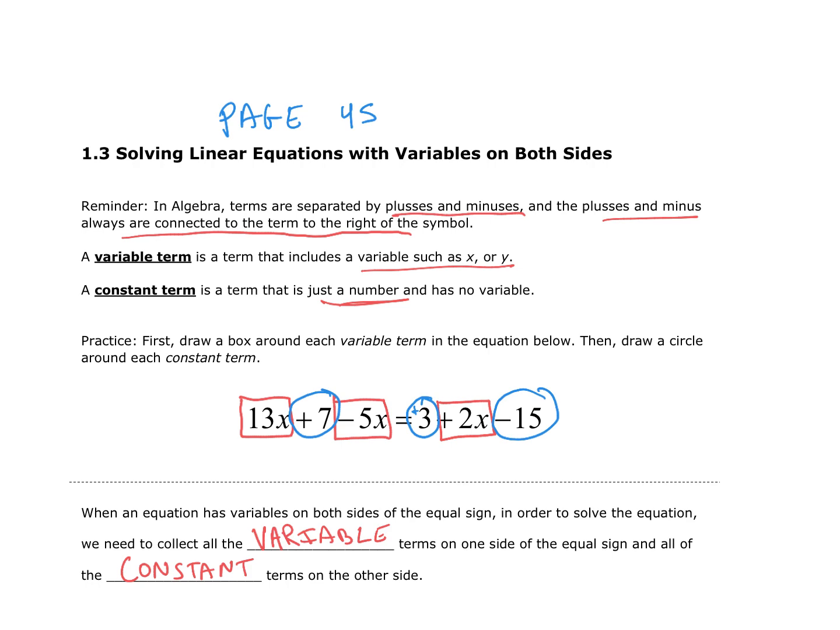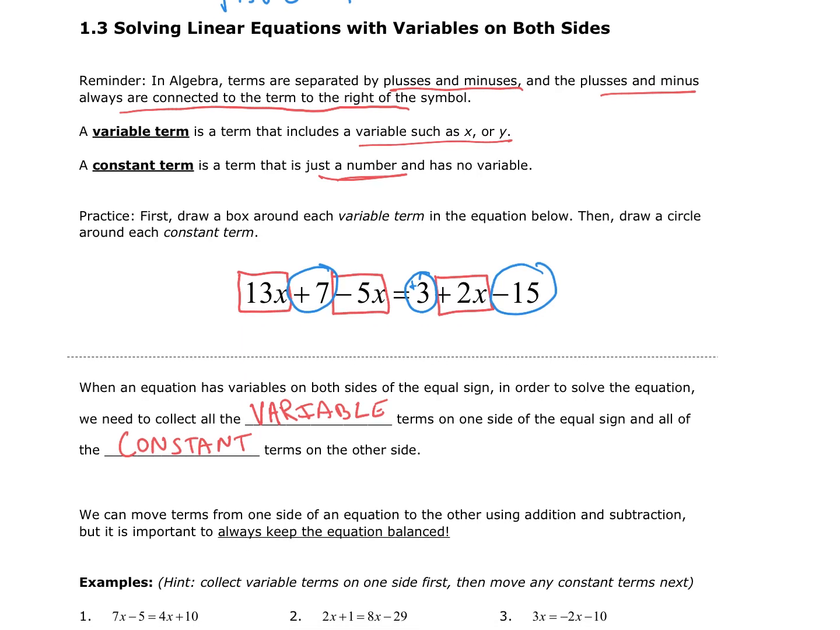Okay? So when an equation has variables on both sides, in order to solve the equation, what we need to do is collect all the variable terms. So you need to write that in. Collect all the variable terms on one side and all the constant terms on the other side. So we have split the equation in half with the equal sign. I'm going to put all the variables on one side and all the non-variables, all the constants on the other. We can use addition and subtraction to do that, but we always have to keep the equation balanced. Whatever you do to one side, you have to do the other.